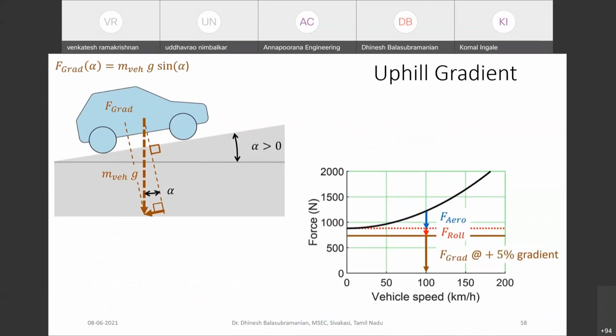So what does this gradient force reflect in your vehicle speed and force curve? This gradient force will just shift the overall profile of your rolling resistance.